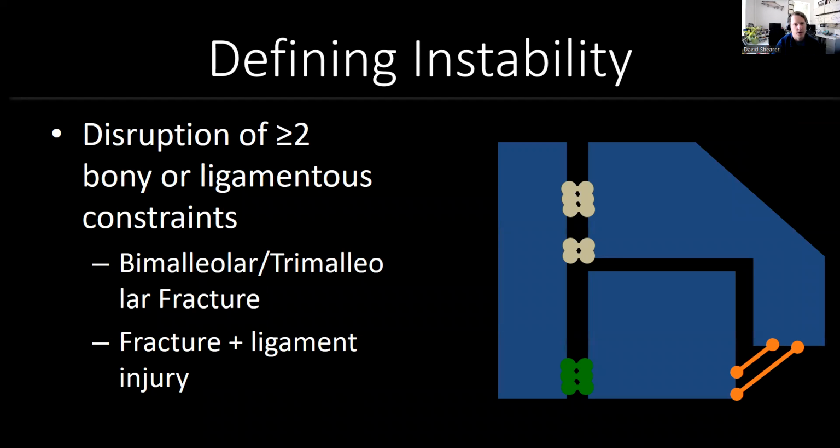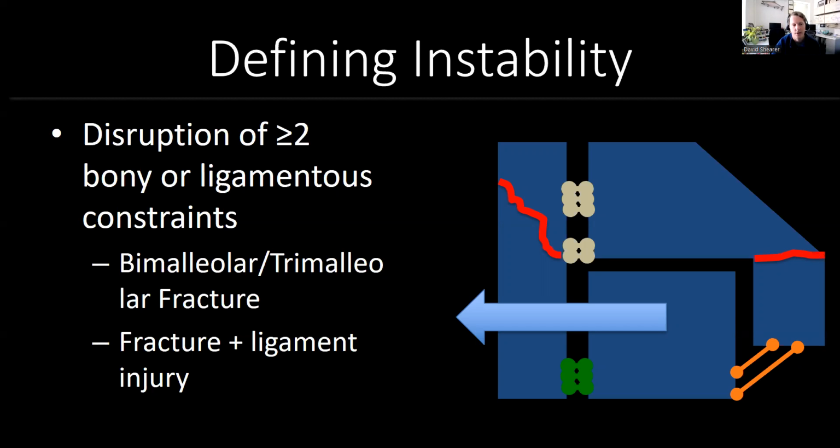So we've alluded a lot about instability, and how do we define an unstable ankle? Well, the simplest definition, I think, is disruption of two or more bony or ligamentous constraints. When these are fractures, it's very clear. In other words, a bimalleolar or trimalleolar fracture will very clearly result in instability. If the talus subluxates laterally, you'll first break the fibula, and if it continues to subluxate, it can result in a tension failure of the medial malleolus, and that will result in instability. So again, bimalleolar fracture is generally unstable.